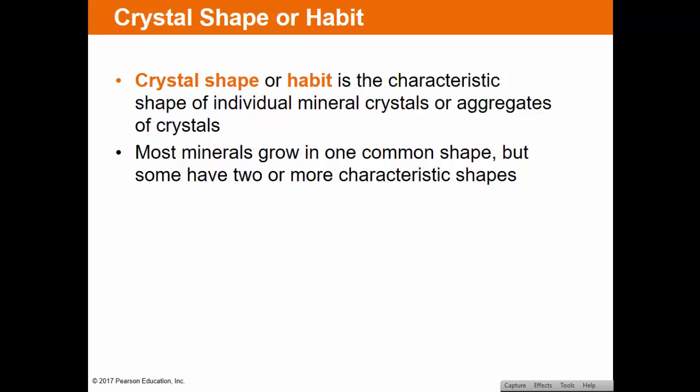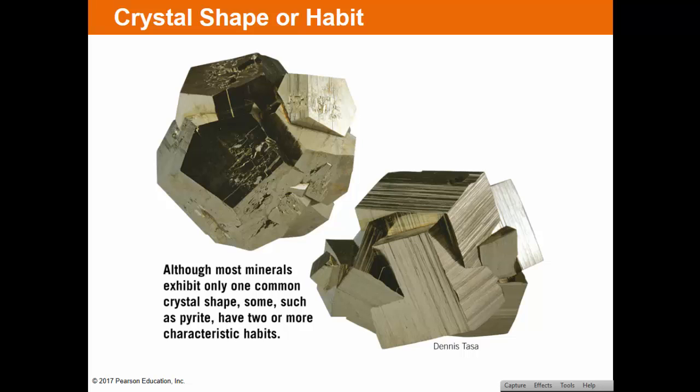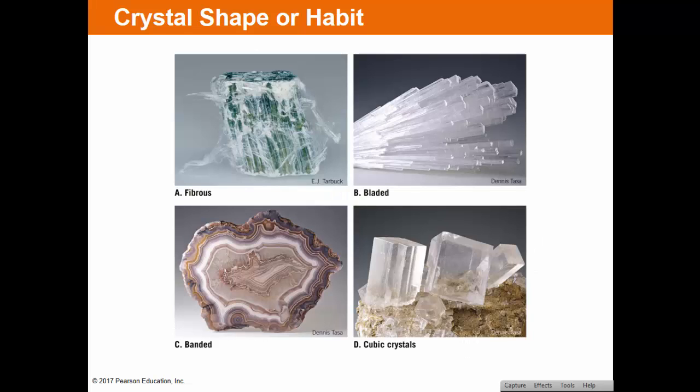The shape, which is also known as habit, of the crystal. The crystal shape, also known as the habit, is a characteristic shape of individual minerals or aggregates of those minerals. So most minerals grow into one common shape. Some may have two or more characteristic shapes. So crystal shape is good at identifying, but it's not always perfect. For instance, pyrite can be either little boxy things, as you see on the right, or they can be these little six-sided crystals that you see on the left. Both are pyrite, so you may have to use streak or some other characteristic to know exactly what mineral that is. Different crystal shapes. You have fibrous, you've got bladed, you have banded, and you have cubic crystals. Lots of different crystal shapes.